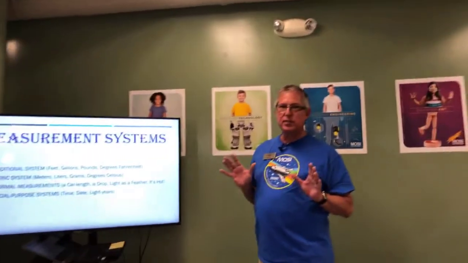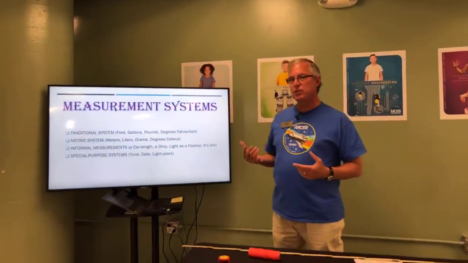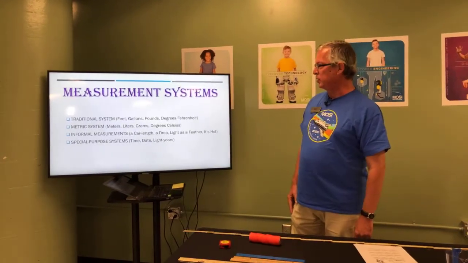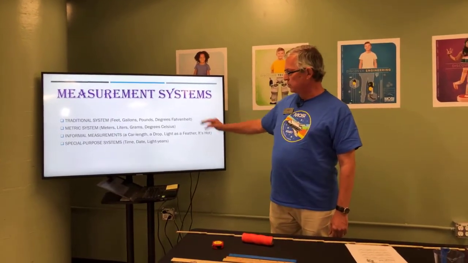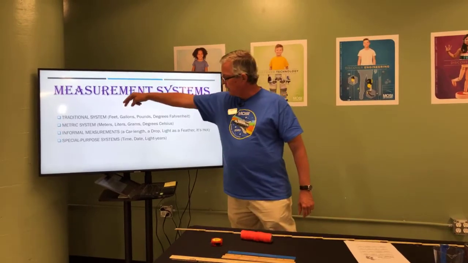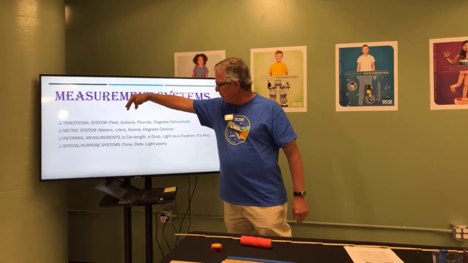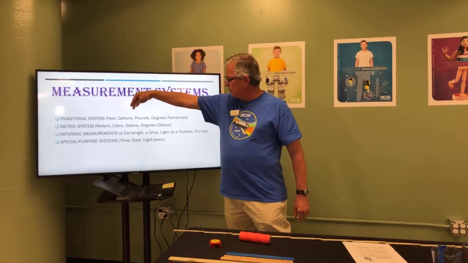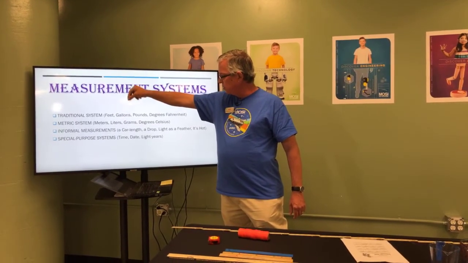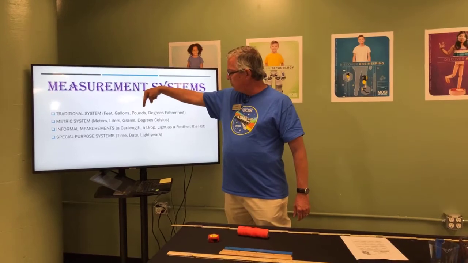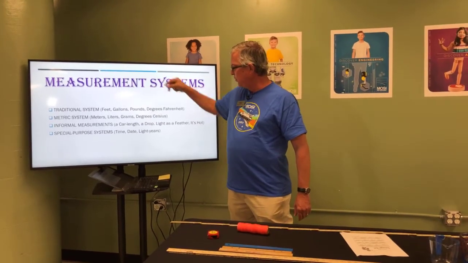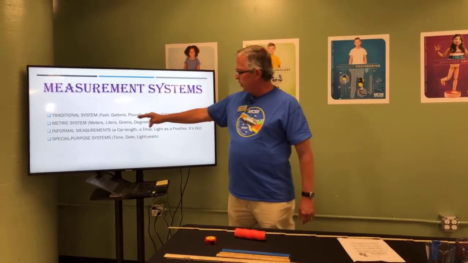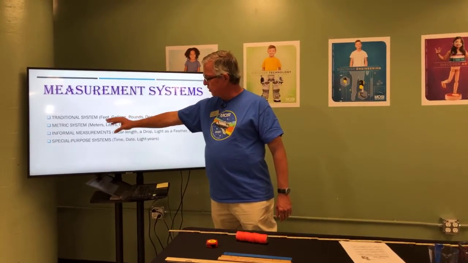But what are the measuring systems we use? That's the first thing you always have to choose: what measuring system am I going to use for what I'm measuring? We have the traditional system. Now that measures things in length in feet and inches and miles, volume in gallons and liquid ounces and such like that, pounds and tons to measure weight, degrees Fahrenheit to measure temperature. We also have the metric system. These are the two majors, traditional and metric.